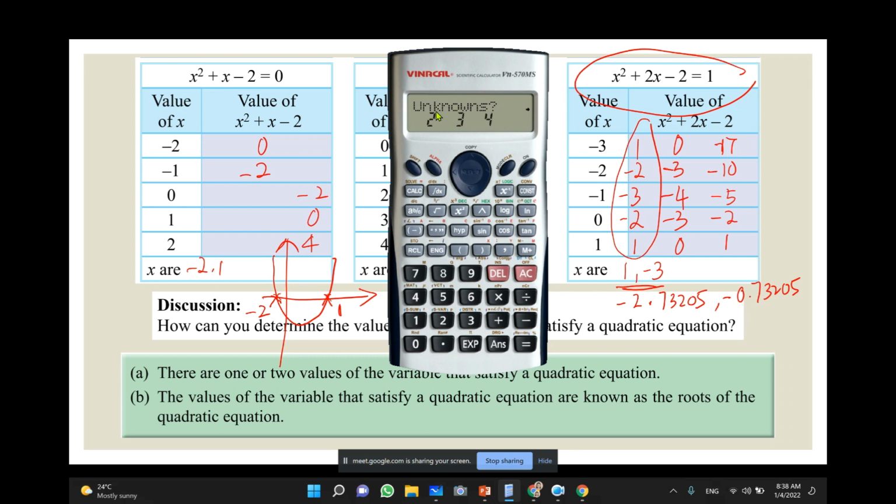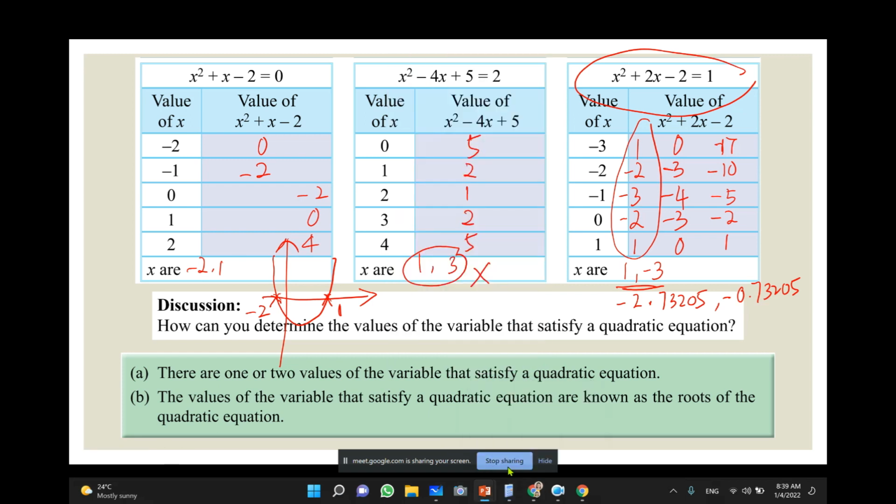The unknowns, how many unknowns do we have? Choose 2. Oh, this one is different. This one A1 equal to what? A2 equal to what? Okay, sorry, let me see. I cannot use this. This is the old version. If I choose 3, I cannot use this. I have to show you manually. Okay, I stop sharing the screen.